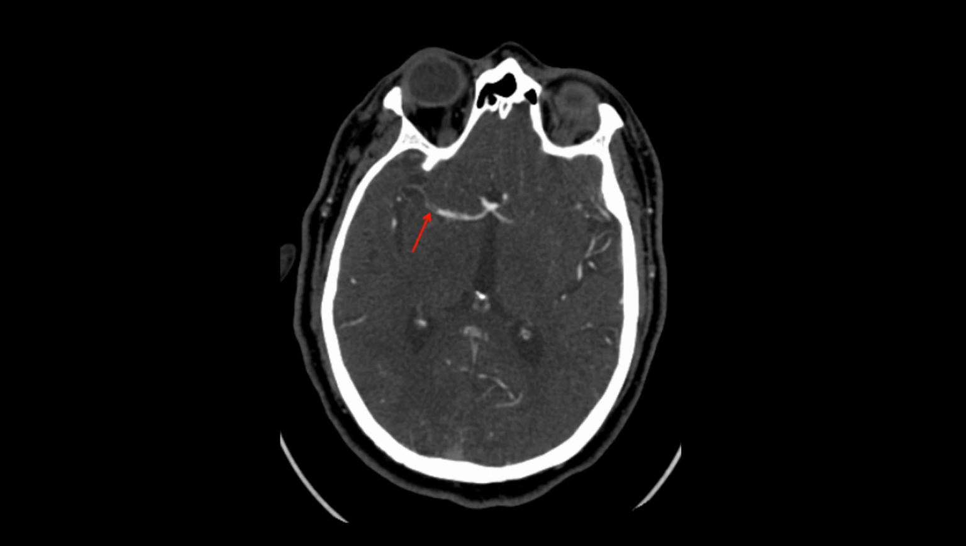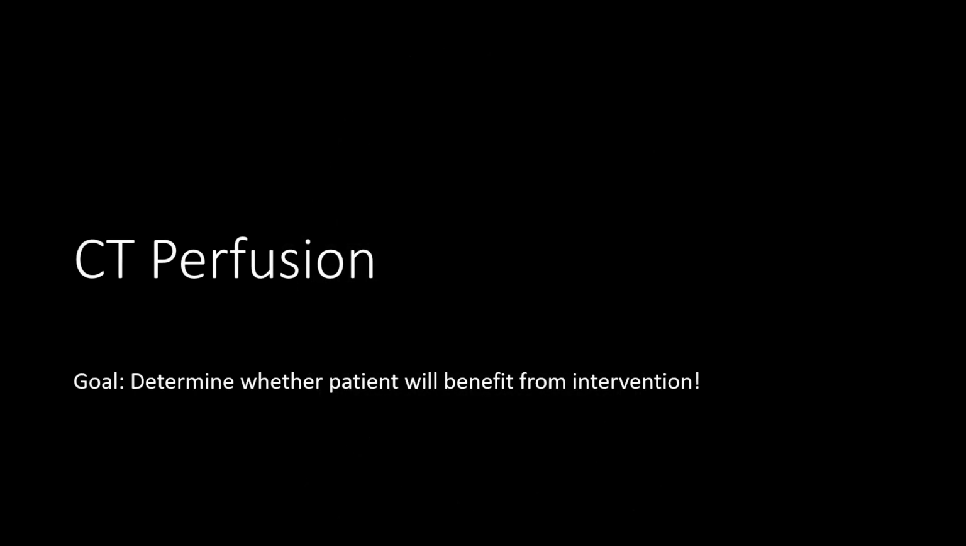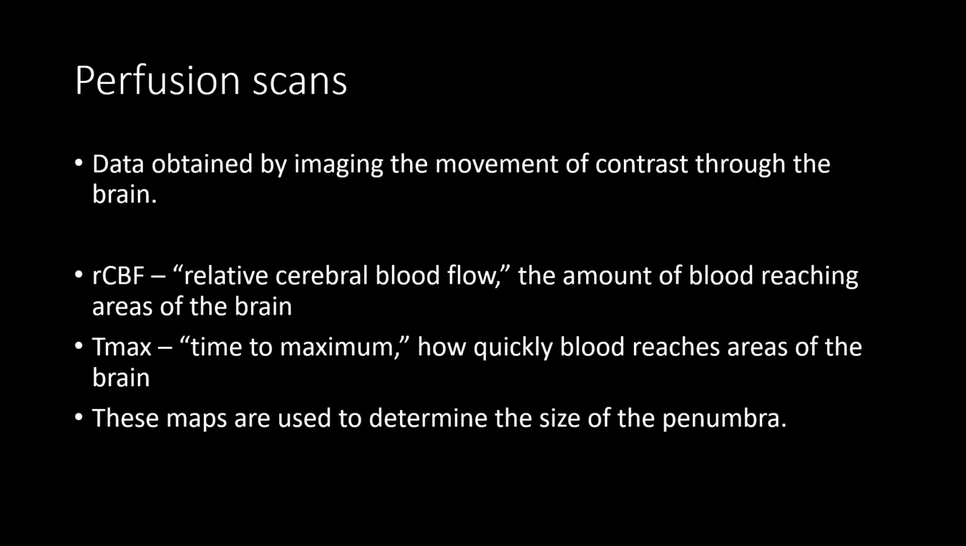Once the culprit has been identified, it can then be assessed to determine whether an intervention can be performed to hopefully reverse or prevent progression of the stroke's symptoms. CT perfusion imaging can determine how much brain tissue is at risk but still salvageable, and thus whether a patient will benefit from intervention.